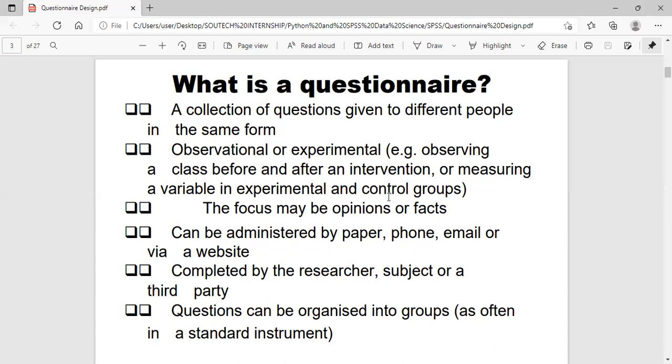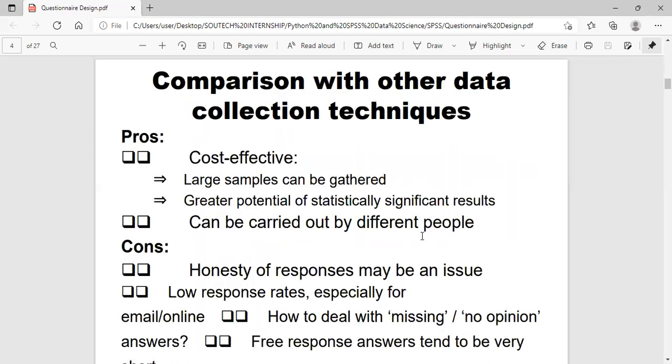Also, measuring a variable in experimental or control groups, like when a drug is being tested. The focus may be opinions or facts. It can be administered by paper, phone, email, or via a website, completed by the researcher, the subject, that's the person writing it, or a third party. Questions can be organized into groups, as often in a standard instrument.